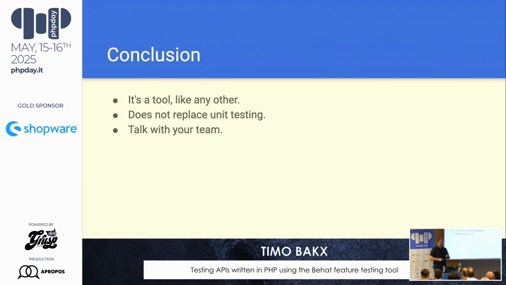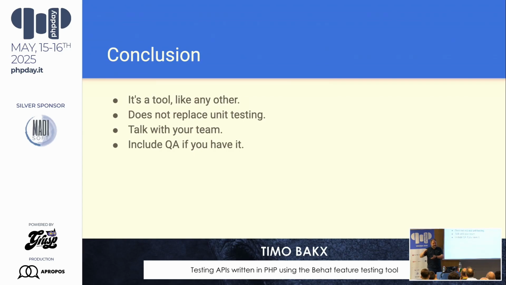If you want to use this, talk to your team. Make sure that everyone's on board. Don't just add it and then expect everyone to run it. And see if you can include QA if you have it, or your front-end developers. What we do is we have the feature files. We send the feature files to our front-end developers so they can see and read what to expect when they call our endpoints.